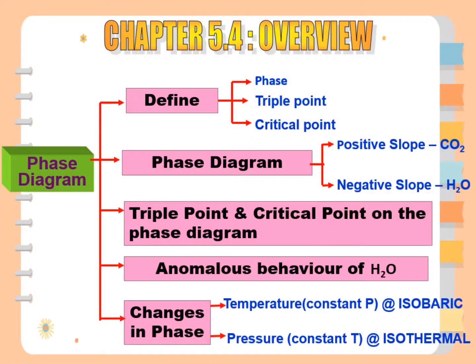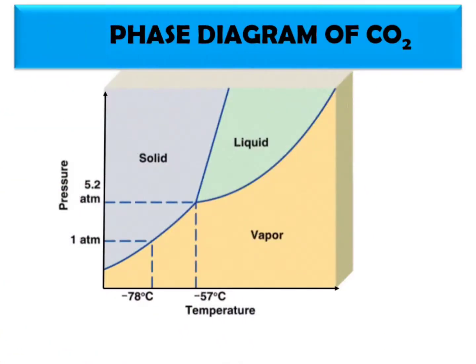Okay guys, in this part, we are going to look at the phase diagram for carbon dioxide and water, and then we need to learn about anomalous behavior of H2O. After that, we are going to figure out changes in phase for the temperature and the pressure in this phase diagram. Okay, so we look at the first phase diagram here, which is for CO2, carbon dioxide. Okay, so this is the phase diagram for carbon dioxide.